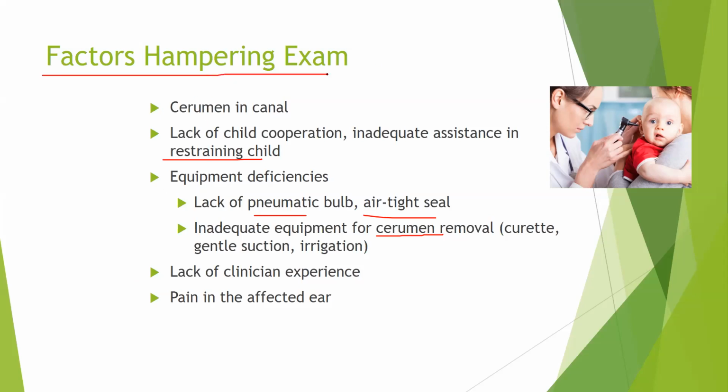Some other factors that hamper the physical exam are clinician inexperience. So you should look in every person's ear that you can, even if they come in for a stub toe and you're in your clinical rotations, you should look in their ear because there's a lot of variation of normal. So we need to see all the normals so that when we get an abnormal, we can better differentiate between variations of normal and abnormal.